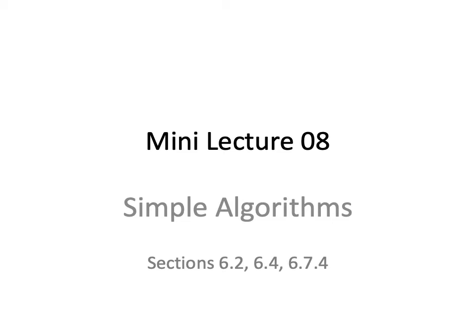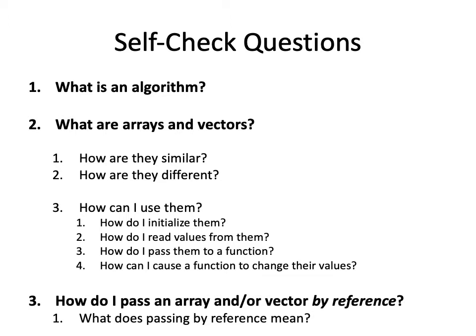We'll be talking today about simple algorithms for arrays and vectors. We'll be covering stuff discussed in 6.2, 6.4, and section 6.7.4 in our textbook. Before we begin, make sure you understand what is an algorithm, what are vectors and arrays, what are the similarities, differences, and how do you use them. Also, how do you pass an array or vector by reference, and what does that mean?